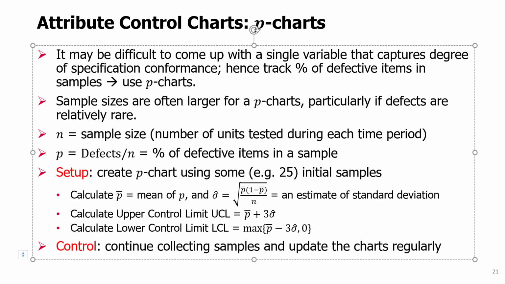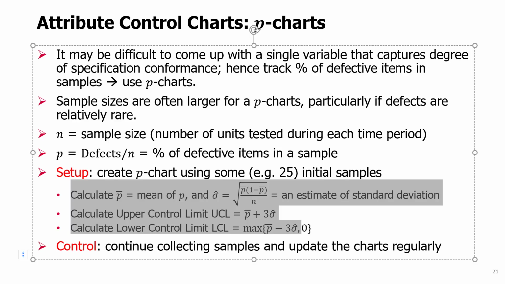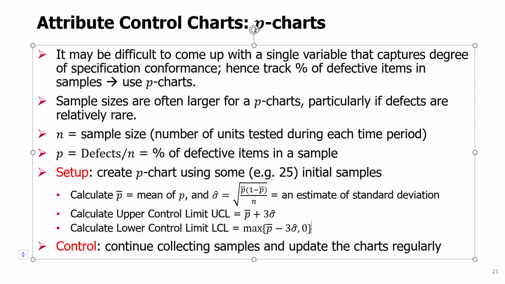And again, as before, we have to control the process. Once we set the P chart using these calculations, we are supposed to continue collecting samples. For example, if we collect samples daily, every day we collect a sample of the same size N, calculate the percentage of defects in that sample, and add a point on the chart, updating it once a day, and then see if we're still within the control limits. If one day we're not, we have an alert.